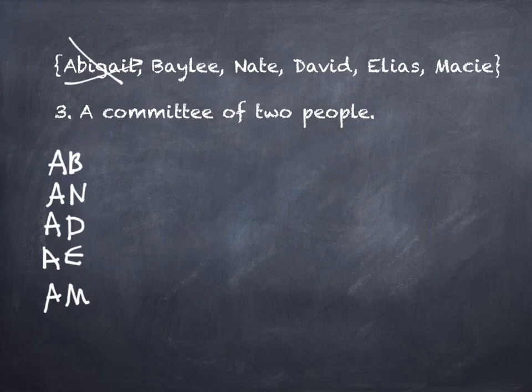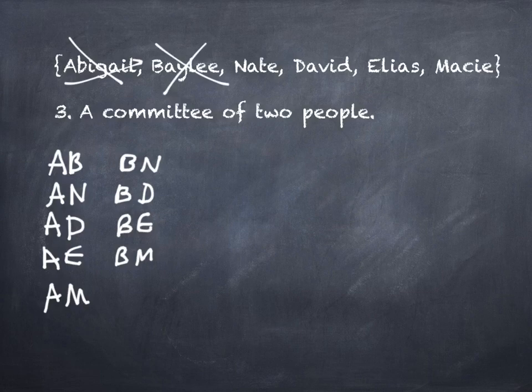Okay? So then if I move on, I start with Bailey. I don't need to list Bailey Abby because I've already done that. I will start out by listing Bailey Nate, and then Bailey David, Bailey Elias, and then Bailey Macy. And you notice there's one fewer than there was in the list before because what's missing? The Abby one, because I had already listed it. Okay? So I am done with Bailey.